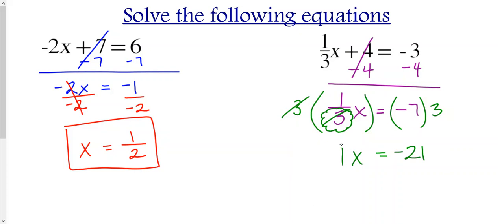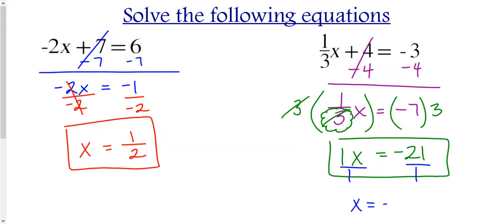Now if you can recognize that a 1 in front of the x is usually invisible, there's your answer of 1x equals negative 21. If you didn't recognize that, that's fine. You would divide both sides by 1, and you would still get x to equal negative 21.